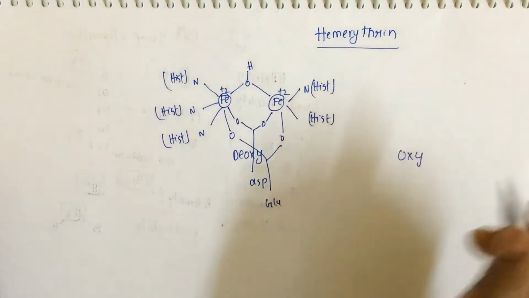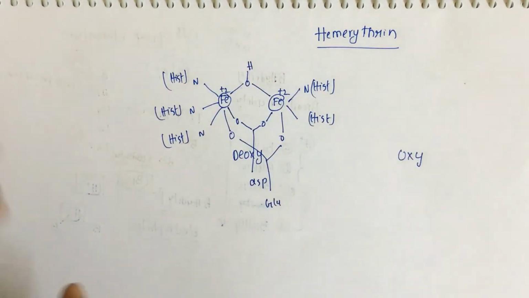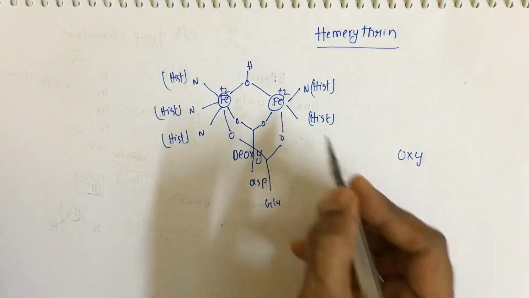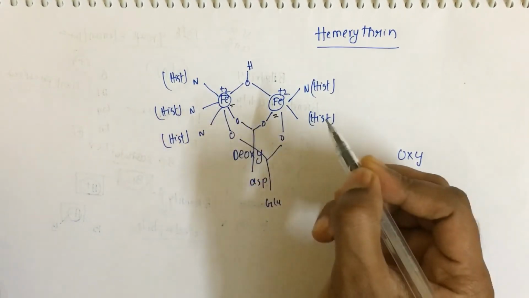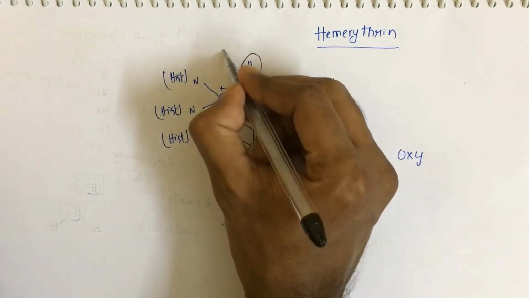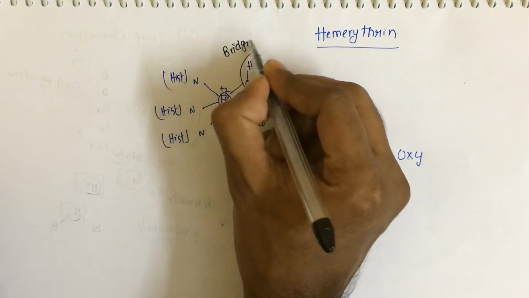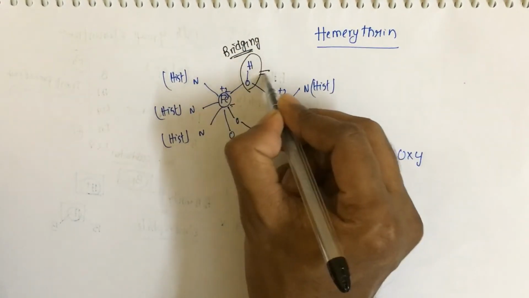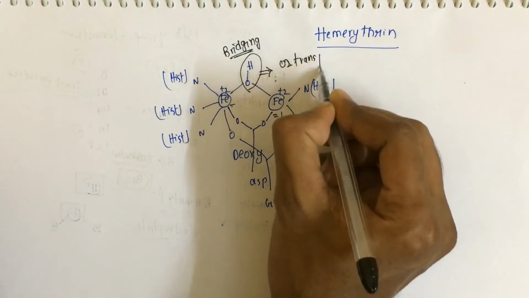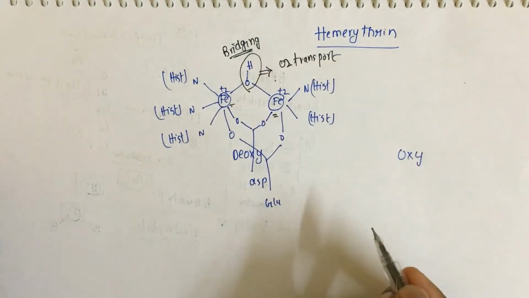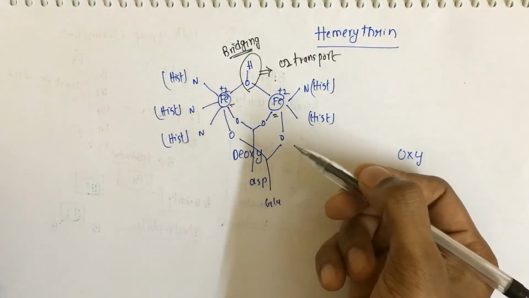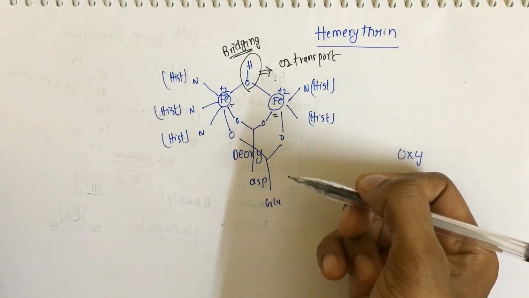So this is the deoxy form. In the deoxy form, the points we should remember: both iron atoms are present in the +2 oxidation state, and this OH group acts as a bridging ligand, and this plays a crucial role during oxygen transport. It acts as a proton donor, and we will see what is the actual mechanism involved during oxygen transfer.